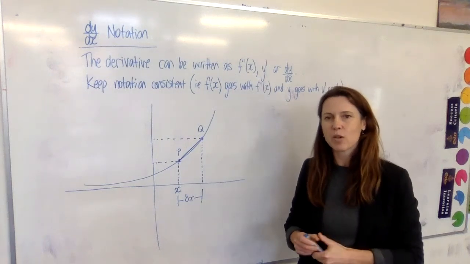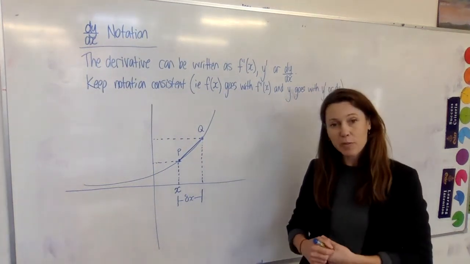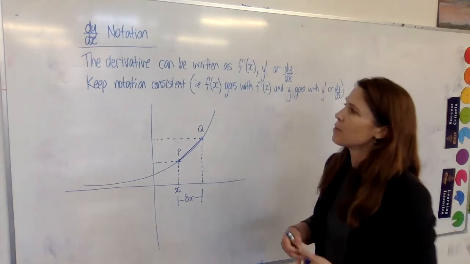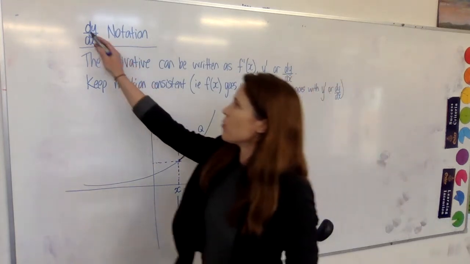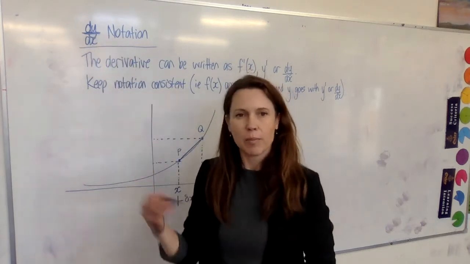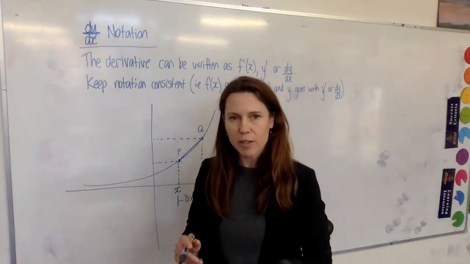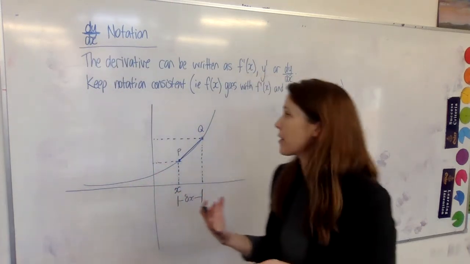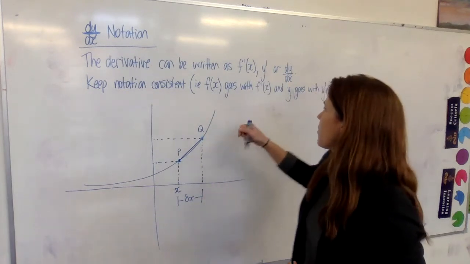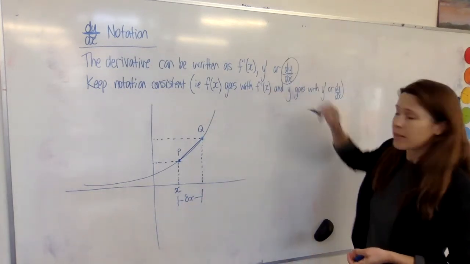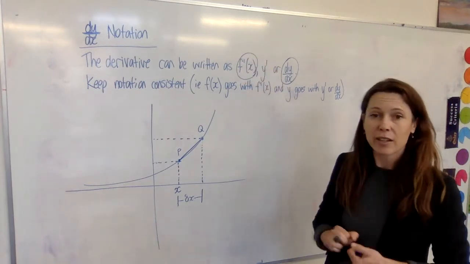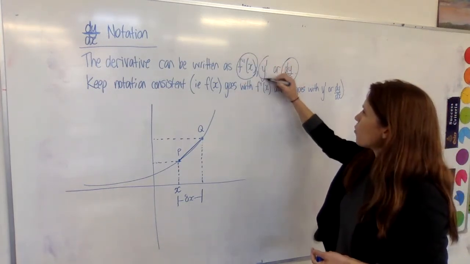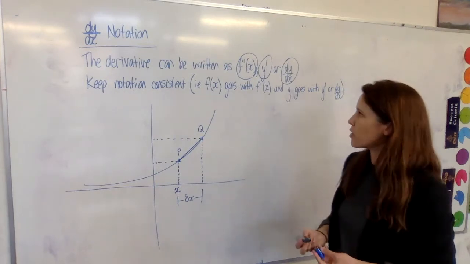Now the derivative has quite a few different names and there's a lot of different ways of writing it. Today we're looking at what we call dy dx notation. You'll notice dy dx looks like a fraction, but instead of saying dy over dx, we tend to just say dy dx. The derivative can be written as dy dx, this is the new one we're learning today. We've already seen f dash x. It can also be written as y dash, so we've got a few different ways of expressing it.